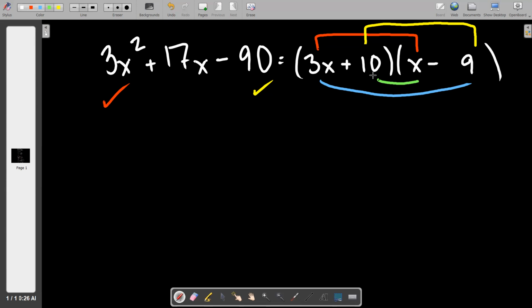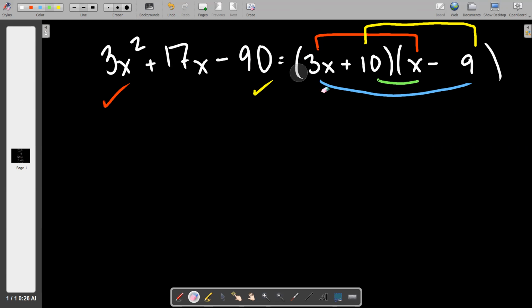What do green make now? What does blue make? What's 10 minus 27? Did I want negative 17? So switch what? No, only the signs. If you switch the 10 and the 9, it's game over. You're going to miss it.